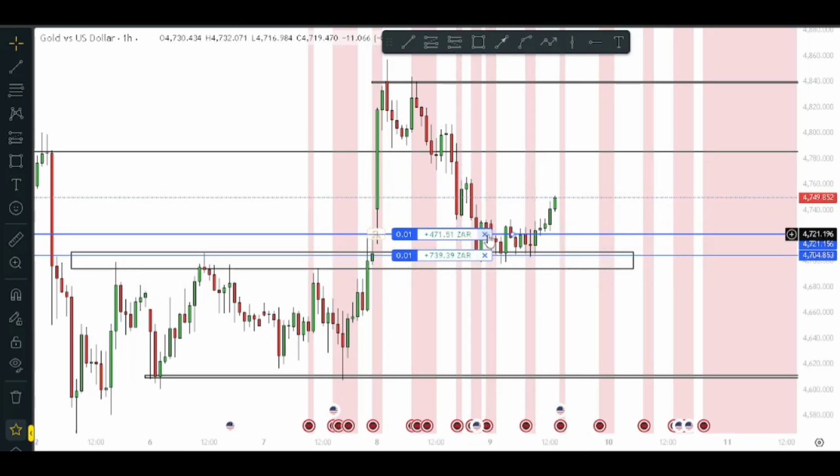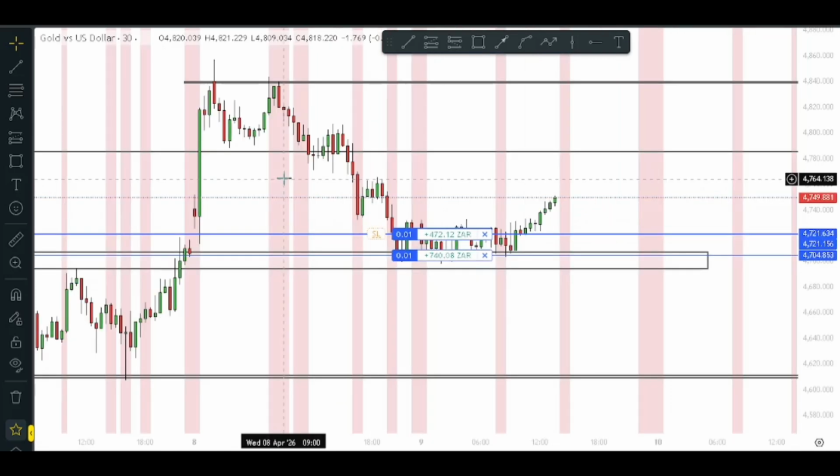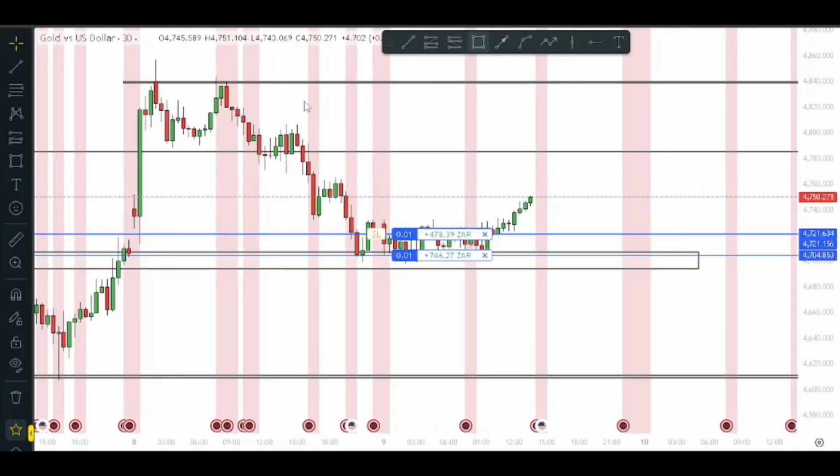So as it went down the second time, that's when I took my entry, placed my stop loss below here. Then as it went down the second time, that's when I just waited for it. Okay, then I looked into the 30 minutes. So basically it's doing the same thing over and over again.